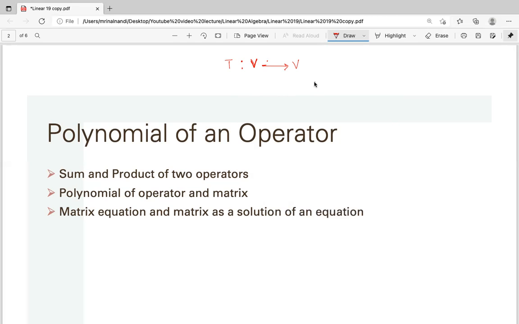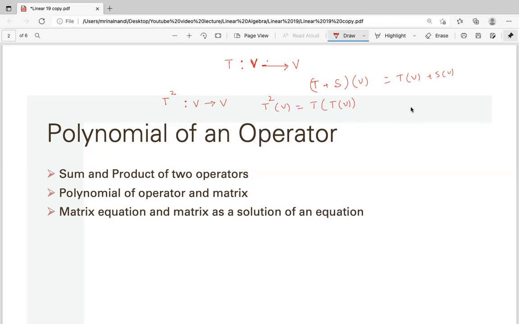So what is sum and product? We know what is sum. Sum is just T plus S, where (T+S)(v) equals T(v) plus S(v). Now what is product? Say T square or ST. By definition, T square of v is not just T(v) whole square. Actually T square of v is T of T(v). So it is composition. Product here means composition. It's not T(v) whole square, because then it would not be a linear operator.